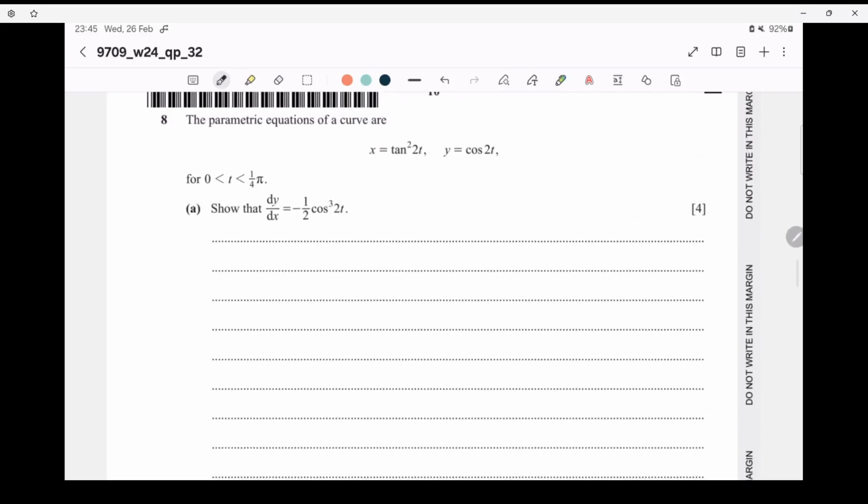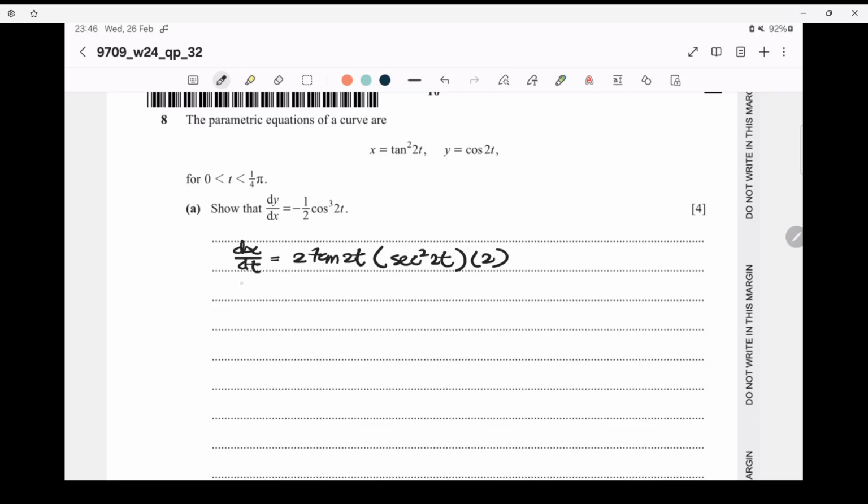Question 8. You have a parametric equation of a curve. Show that dy/dx is given by that. Okay. So first thing you need to do is to differentiate with respect to t for x and y. So for x, you need to use chain rule. So differentiate on top, you have 2 tangent 2t. And then differentiate tangent, you get secant square 2t. And then differentiate 2t, you get 2.